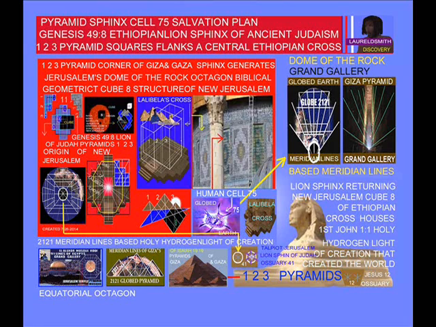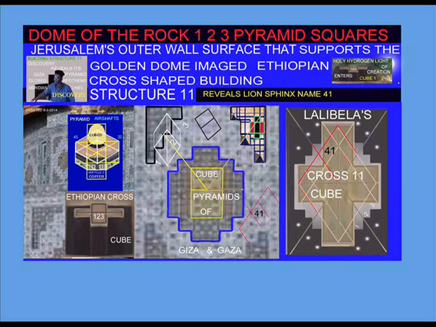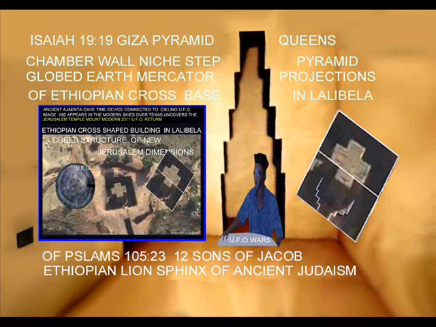Now, when we make these great archaeological, theological, and astronomical discoveries concerning the cross-shaped building structure located in modern Lalibela, as we reconnect it to the Dome of the Rock outer wall stone rectangular window frame images of a central Ethiopian cross, we see that the globe earth stealth pyramid Mercator projections of the book of Psalms 105:23, 12 sons of Jacob, actually entered into North Africa and started the stealth pyramid of Saqqara.